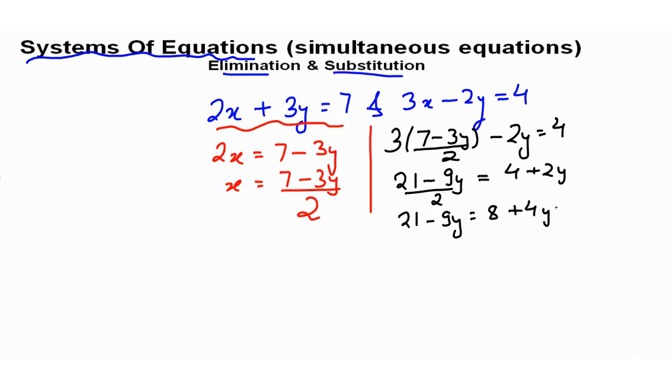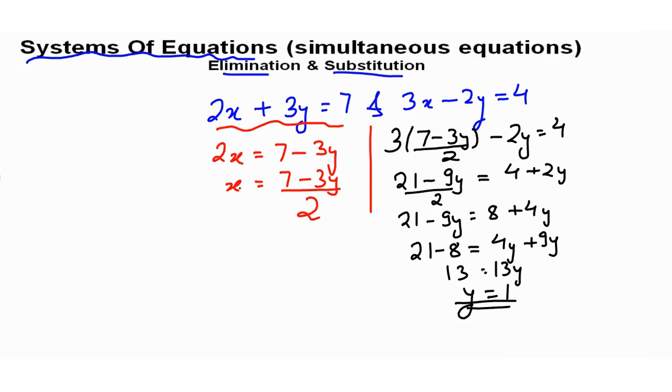Now we'll take the variables on one side, the constants on the other. So we can place this constant here. 21 minus 8 is equal to 4y plus 9y. So 13 is equal to 13y. So y will be 1. We have the value of y. Now we want the value of x.